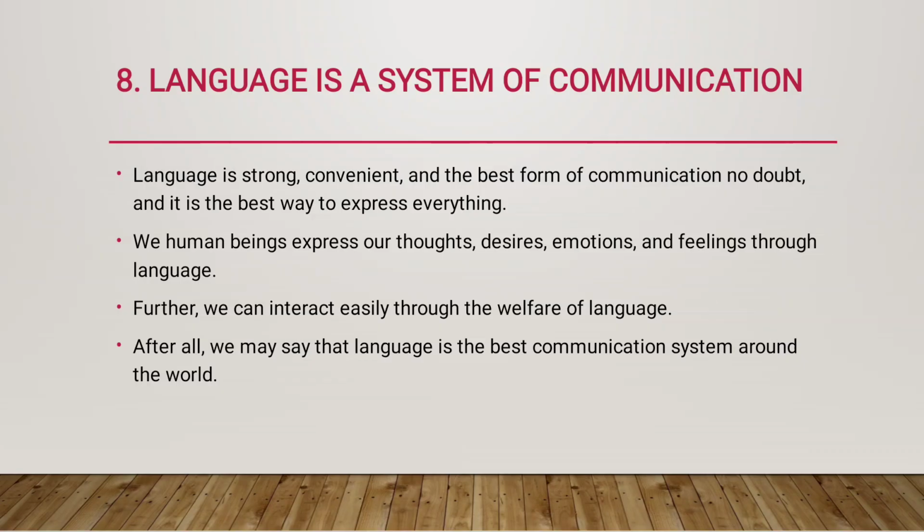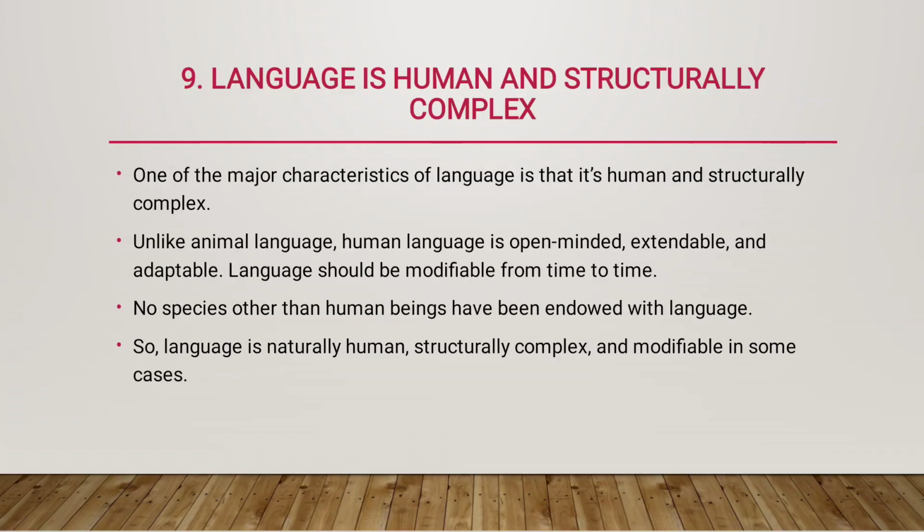The next feature is that language is a system of communication. Language is strong, convenient and the best form of communication, no doubt, and it's the best way to express everything. We human beings express our thoughts, desires, emotions and feelings through language only. Further, we can interact easily through language. After all, we may say that language is the best communication system in the world.